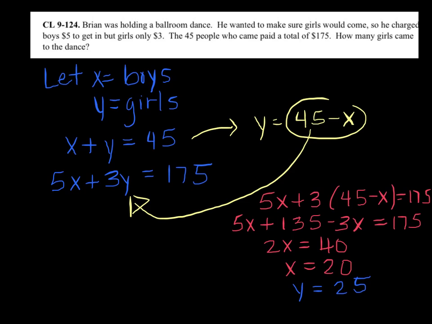If you take away x from both sides, you'll have y is equal to 45 minus x. You can then substitute that right in for here in this y. Then you would have an equation right here to solve for x. You'll get x is 20, which means there were 20 boys that attended the dance. And then since there were 45 people altogether, there were 25 girls.